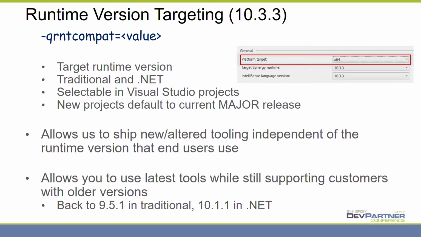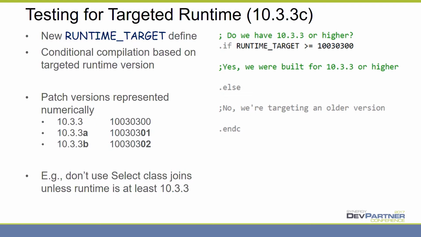Although in .net, it's probably easier for you guys to keep up to date anyway and do more frequent rebuilds and keep up to date on those versions. We certainly encourage that. You know, a lot of improvements have gone into the .net environment since 10.1. A new thing in 10.3.3c is the ability to test for that targeted runtime version.